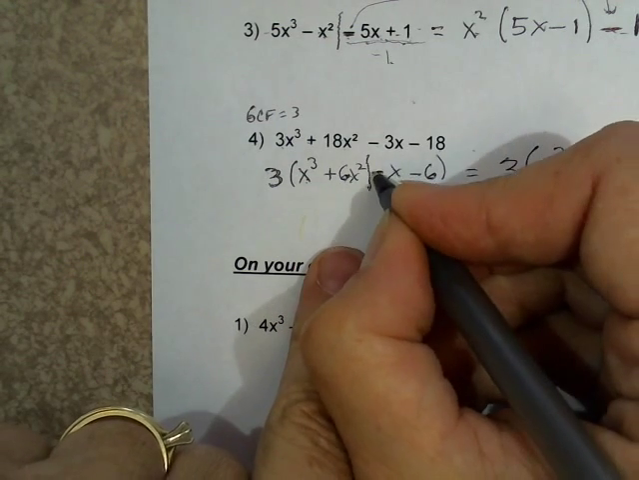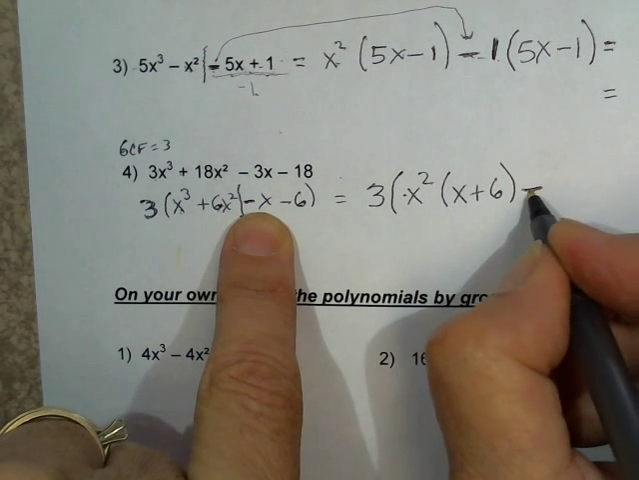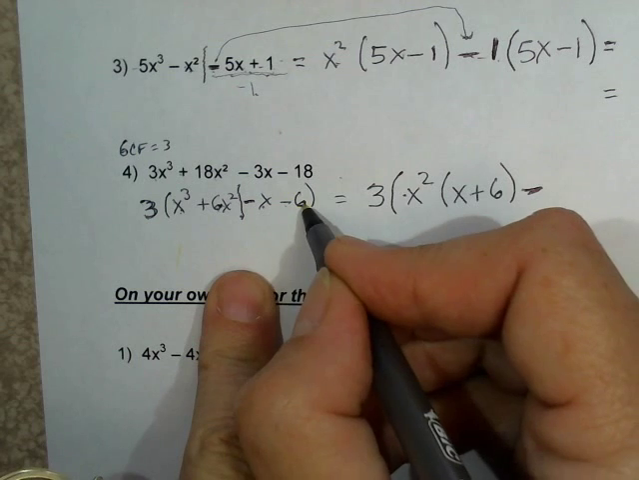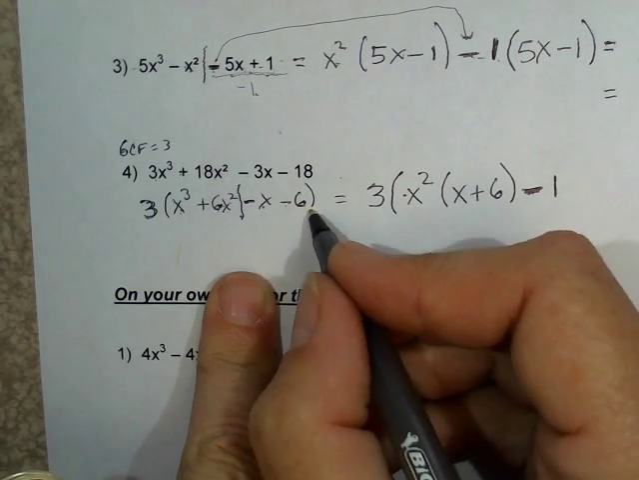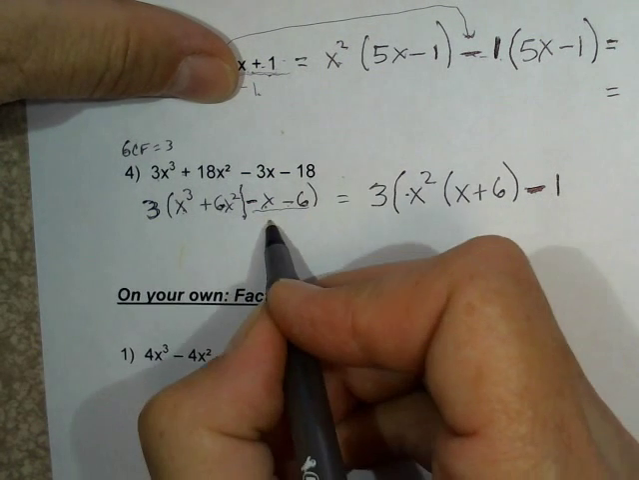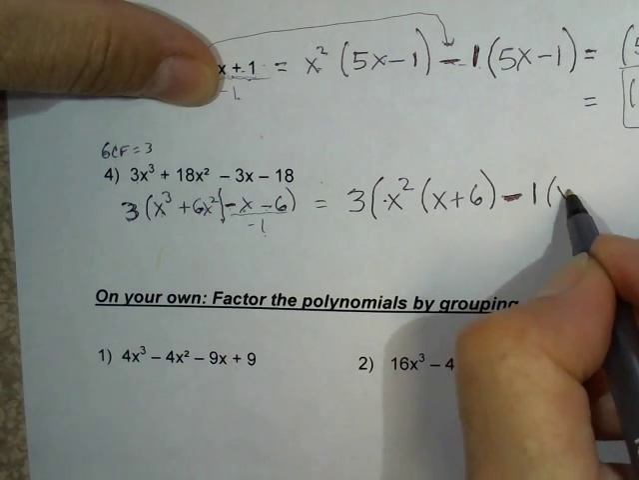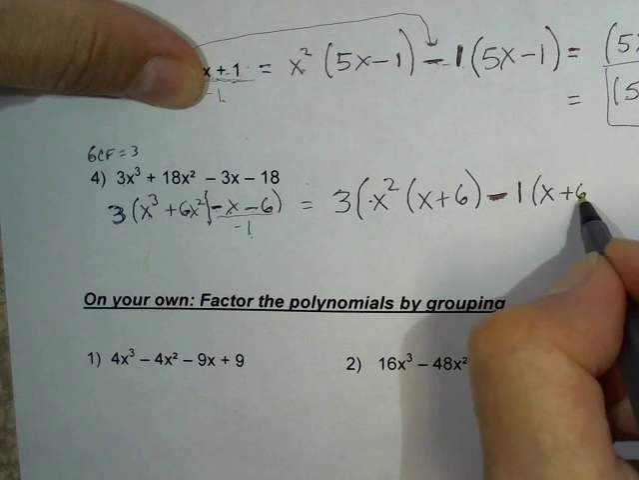Now we have a minus here. Remember, if you have a minus here, you've got to write a minus here. And because there is no GCF in an x minus 6, you're just going to put a 1 out here because 1 is a factor of everything. And if you divide this whole thing by this negative 1, negative x divided by negative 1 is positive x. Negative 6 divided by negative 1 is positive 6.